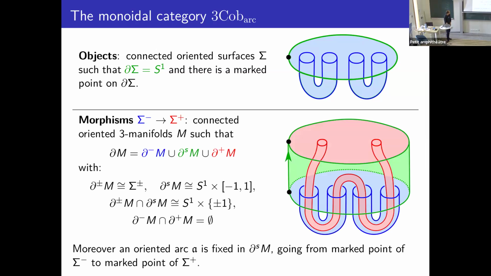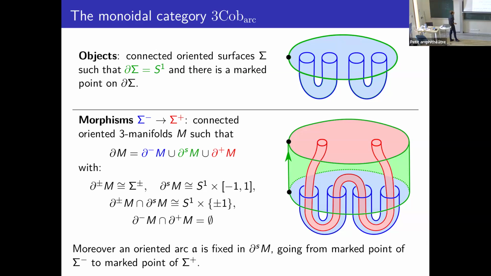And the morphisms are cobordisms, right? So if you have now two surfaces of this kind, sigma minus and sigma plus, you will consider three-manifolds M, oriented, whose boundary decomposes into these three parts. The minus part is of course your first surface, sigma minus. The top part here in red is the sigma plus surface, and then you also have a cylinder boundary, which is depicted in this green cylinder.